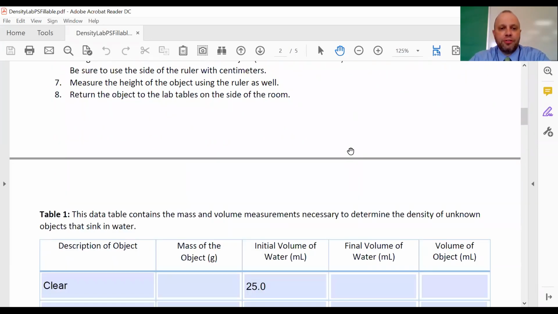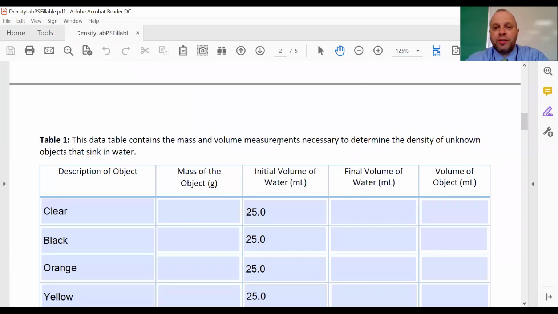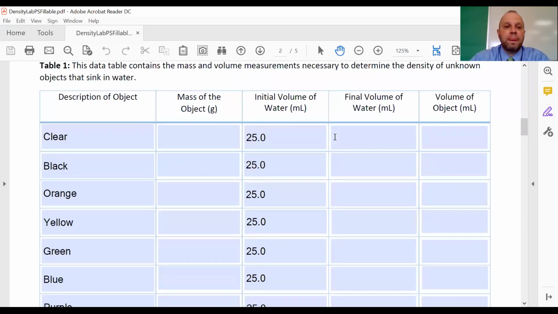But let's go down to the first data table. So the first thing that I want you to notice is that above the data table, I have a data table description, which tells the reader what they're going to find in the data table. And then in the data table, we have 5 different columns, and the first column all the way on the left talks about what the object is, so how we're going to describe that object.